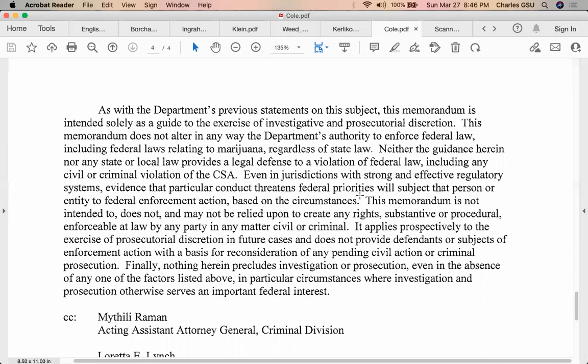They're going to look at it case by case. This memorandum is not intended to, does not, and may not be relied upon to create any rights, substantive or procedural, enforceable at law by any party in any civil matter. In other words, this isn't a kind of like get out of jail free memo. It applies prospectively to the exercise of prosecutorial discretion in future cases.